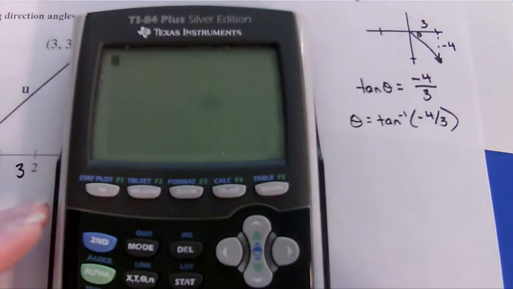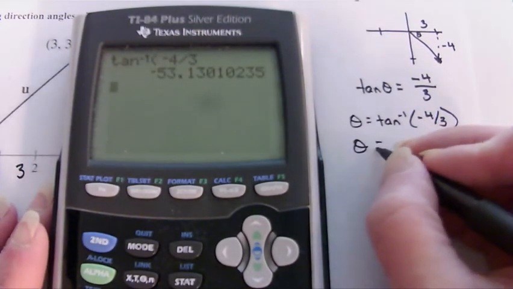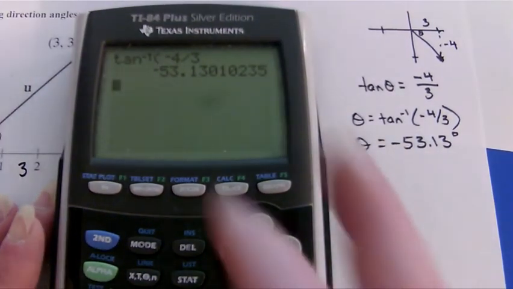Make sure you read the problem, whether it asks for the answer in degrees or radians, and how many decimal places it wants.